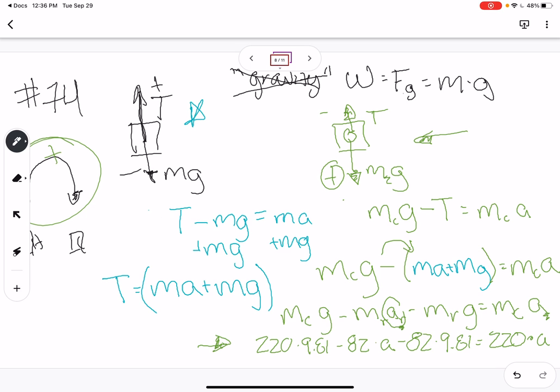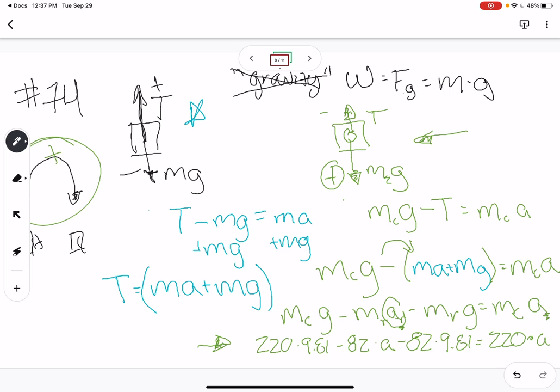Y'all get approximately 4.5? Yeah, I got 4.48. But it should be 2 sig figs, right? Yeah. So A equals 4.5. And yes, with the 220 kilograms, it should be 2 sig figs.